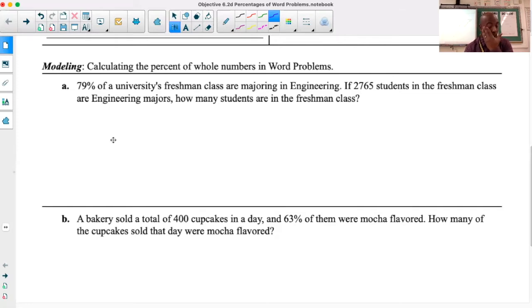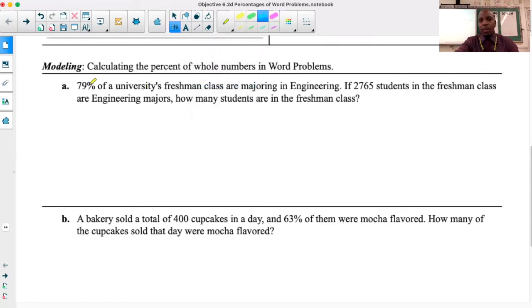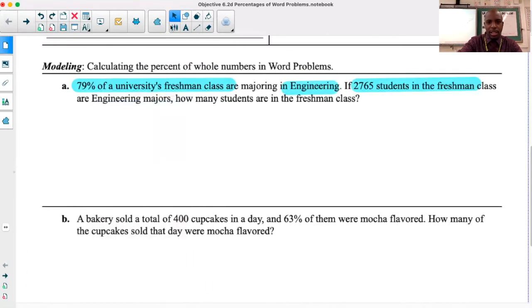Let me read that one more time. As I read it the second time, I am going to take out my highlighter and highlight the important information, because I want to focus on what's important here. I have 79% of the university's freshman class are in engineering. Then it says, if 2,765 students in the freshman class are engineering majors, how many students are in the freshman class?